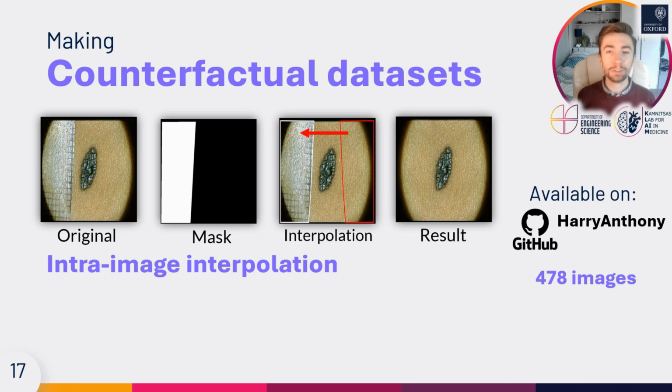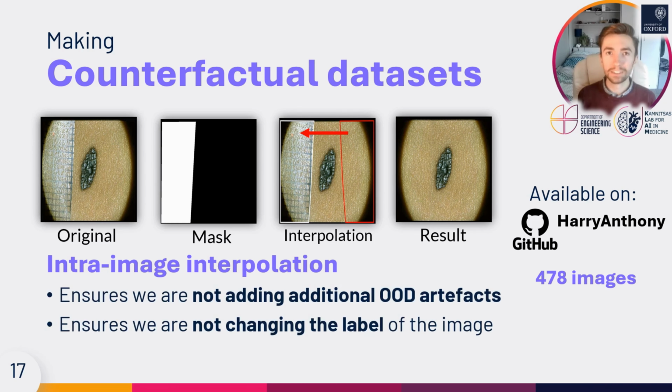This was chosen over using a generative model or foreign patch interpolation for a few reasons. Firstly, it ensures we're not adding an unexpected OOD artifact to our image. And secondly, it ensures we're not changing the label of the image. We understand that this is going to introduce some bias, but we think this is a useful tool for approximately studying the impact of the artifact, both on the model's prediction as well as on our OOD detection methods.